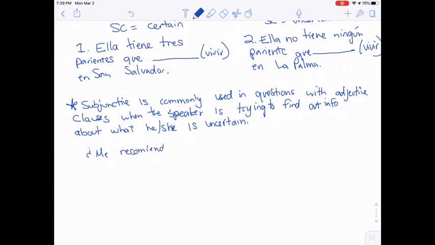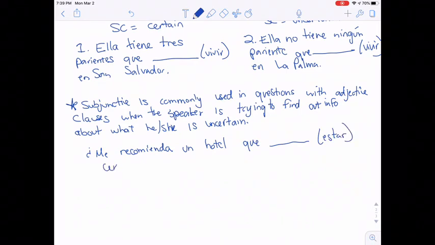So an uncertain question would be me recomienda un hotel que blank estar cerca de la costa. Would you recommend to me a hotel that is close to the beach? So you don't know what the hotel is, therefore it's hypothetical, and therefore it's going to be in the subjunctive, right? Very good. Great.